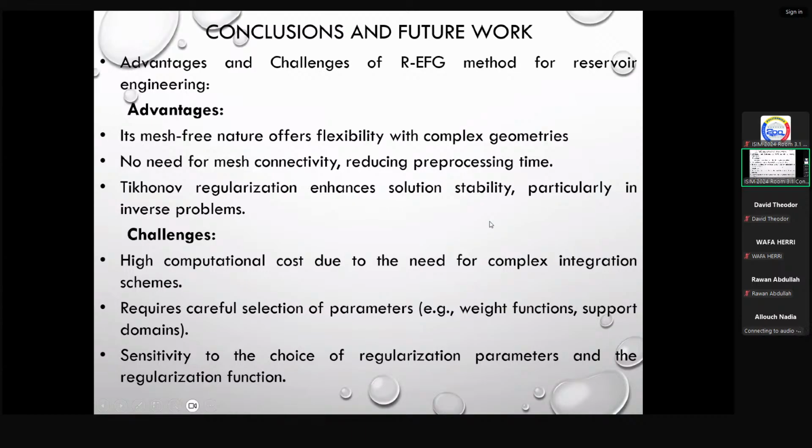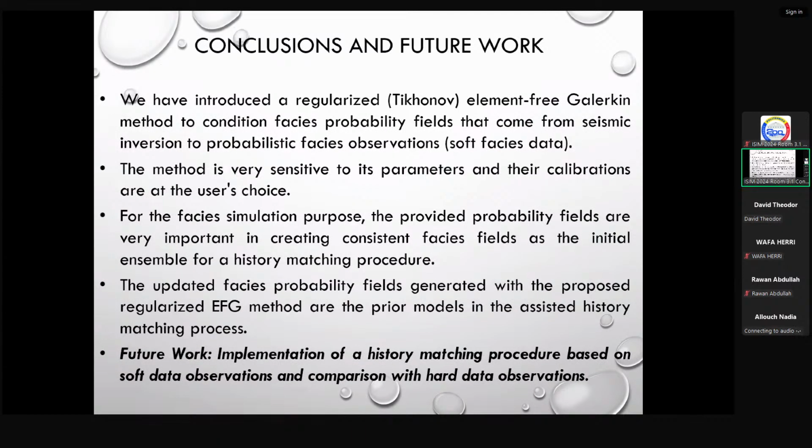So in using that element-free Galerkin method, we verify that it's very sensitive to parameters, and the calibration is the user's choice. So we can tell what choice is better, but in the future we will try to use our work to make a history matching procedure with the observation data that we have.